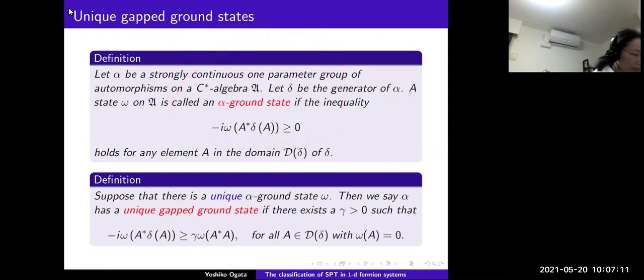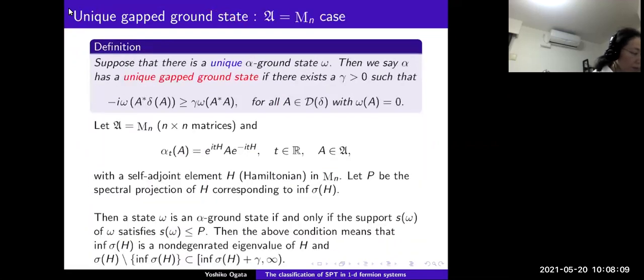Now we said that we are interested in a unique gapped ground state. First of all, we are interested in the situation that the ground state is unique. So suppose that there is a unique alpha ground state, namely, suppose there is only one state which satisfies this strange inequality. Then we say that this dynamics alpha has a unique gapped ground state if there is a strictly positive gamma satisfying this inequality for all A in the domain of the generator whose expectation value with respect to the unique ground state is equal to 0. So this is the formal definition of a unique gapped ground state in our framework.